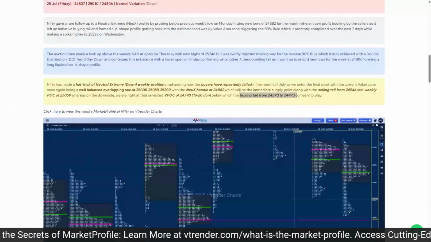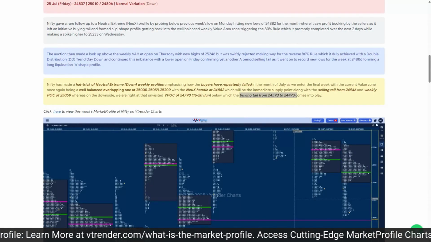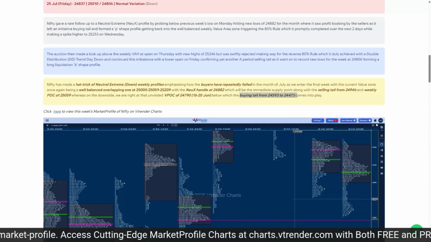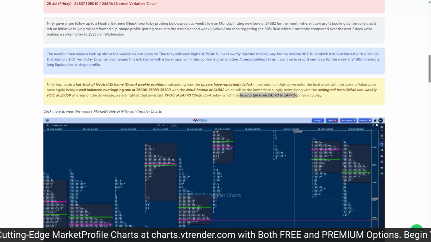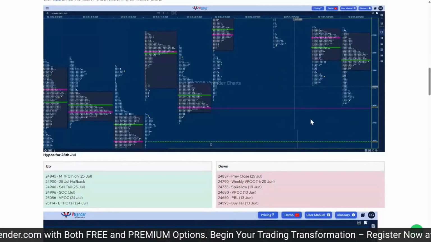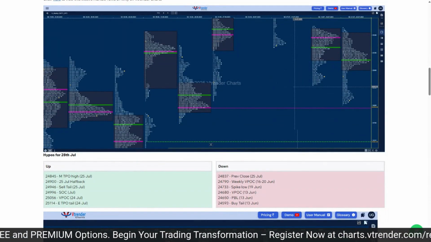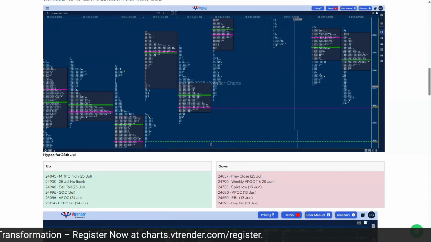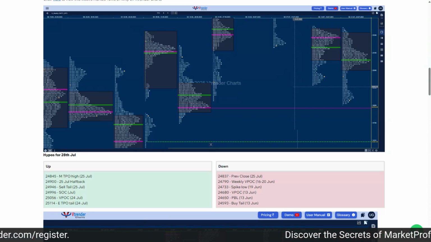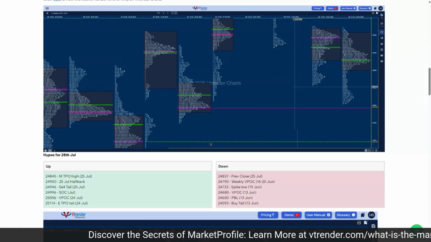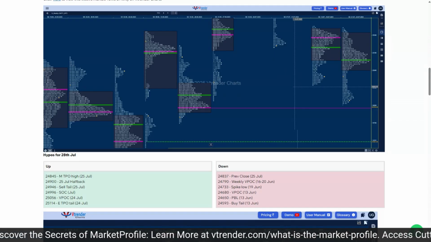So this buying tail is this, this is the 24553. So this will be our support for this week, 24593 to 24473, which is the lows of the month of June. So these were the hypos which were given for today, and you can see what we have done today.